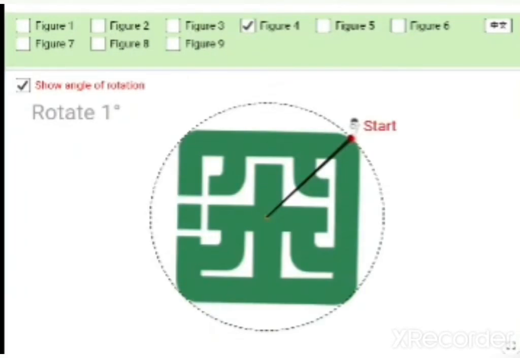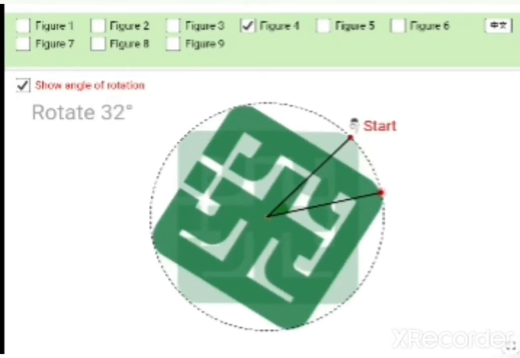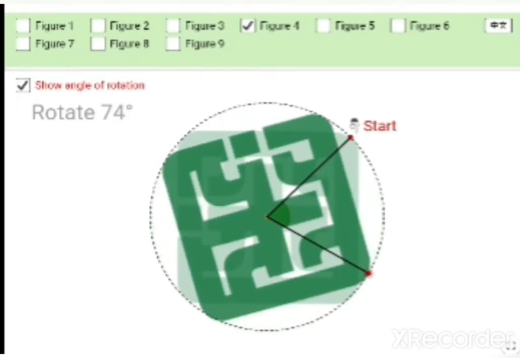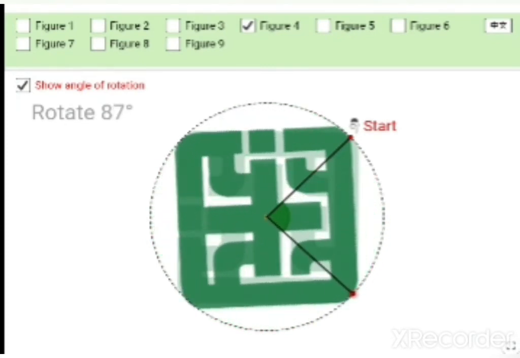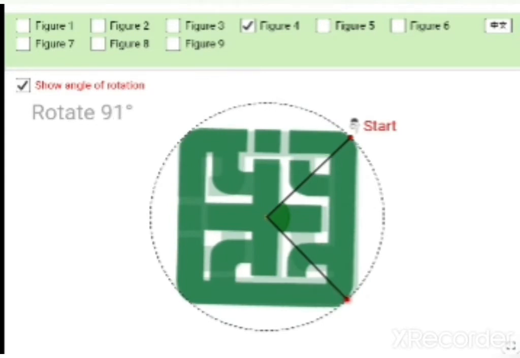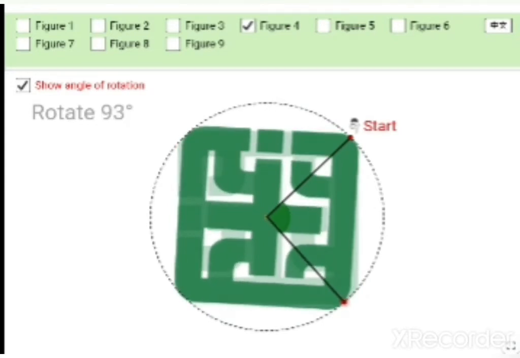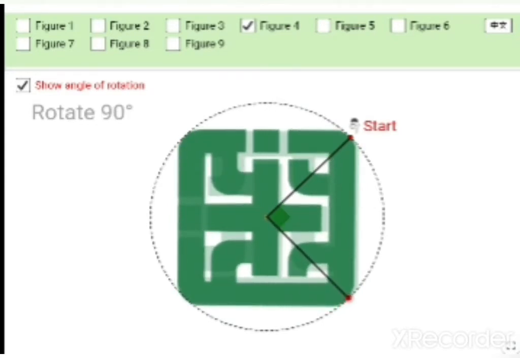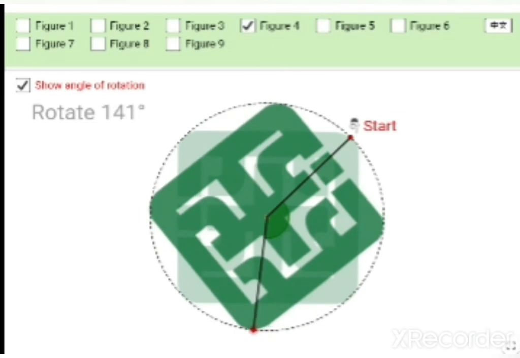Children, here is one more figure. Let us see whether it shows rotational symmetry or not. So it is not looking the same. Even at 90 degree, it is not matching to the original figure. Backside you can see the original figure. It is not fitting into it.